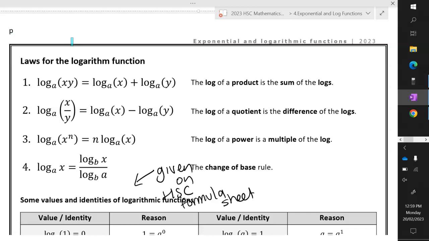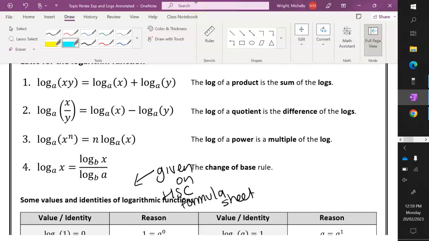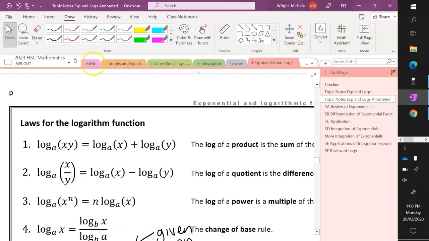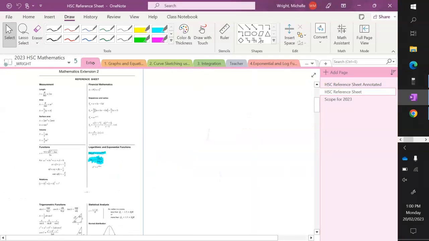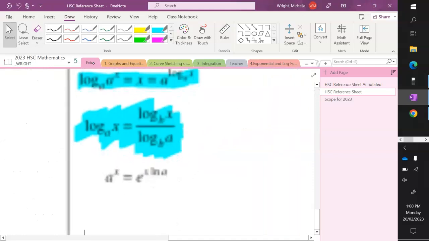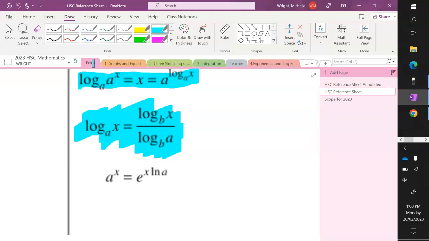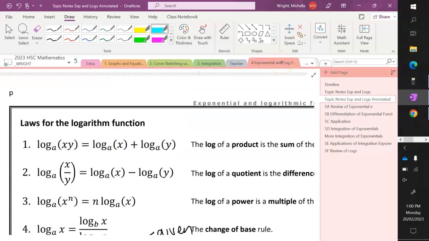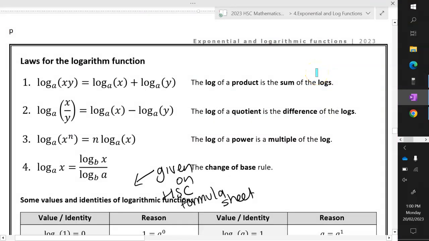Now I'm just going to jump over to the formula sheet and show you where that one actually sits on your HSC formula sheet. So in the logarithm section on that first page, the second blue formula here is our change of base rule, and that is given to you. So there's no reason for you to memorize it, and if you get stuck, you're just going to jump back in and look at that rule for us. Okay, so those are the laws. Let's go down and see how some of those are going to work for us.